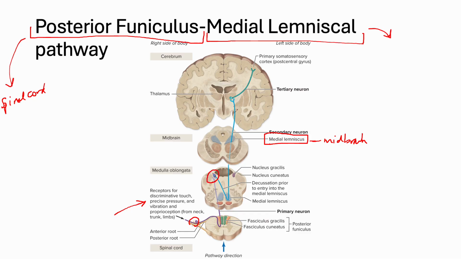Okay, so up to that point, we're on the same side of the body, but the secondary neuron is going to decussate right to the other side. Notice that this is this medial lemniscus located in the medulla oblongata, right? This is crossing over at this point at the medulla oblongata level, just prior to the medial lemniscus. And then this second order neuron is going to synapse with the tertiary or third order neuron at the level of the thalamus.